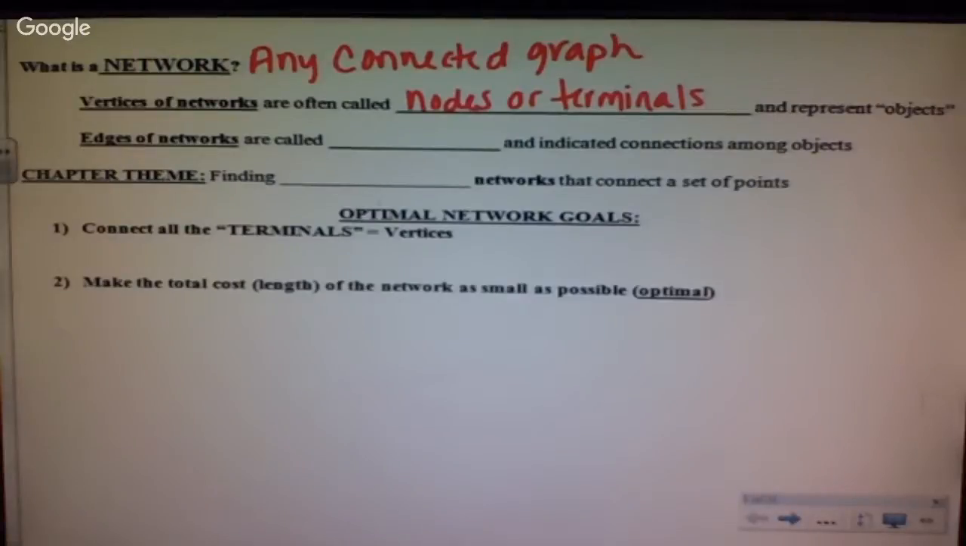5-0. Okay. Your edges are now going to be called links. Switching it up. Still the same things. They're still dots. They're just now called terminals because we're talking about a network. You still have the lines that connect your dots. We're just now calling them links.